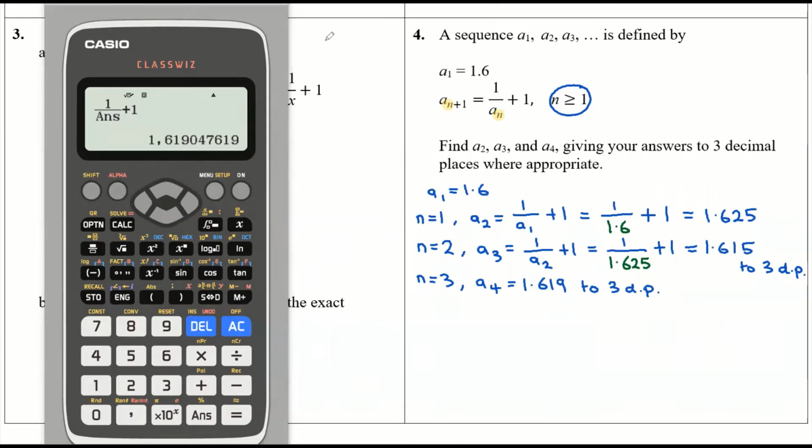So we have a series of answers here. We had started with 1.6, then we went to 1.625, 1.615, 1.619. Now you could keep going and going with this, and just out of interest, if you keep pressing equals on here, it's going to go further. That's about as accurate as my calculator will allow. So it seems to be converging on about 1.618. So more about that later.